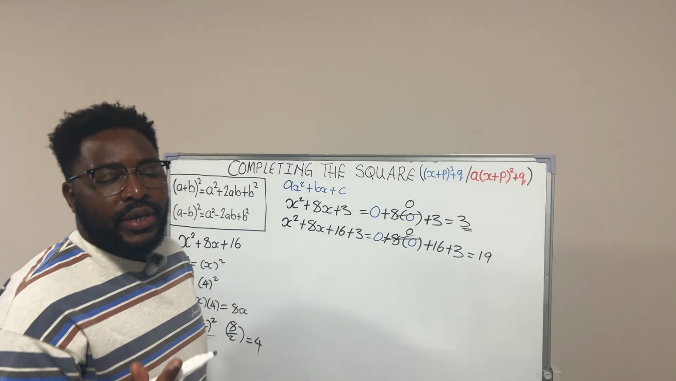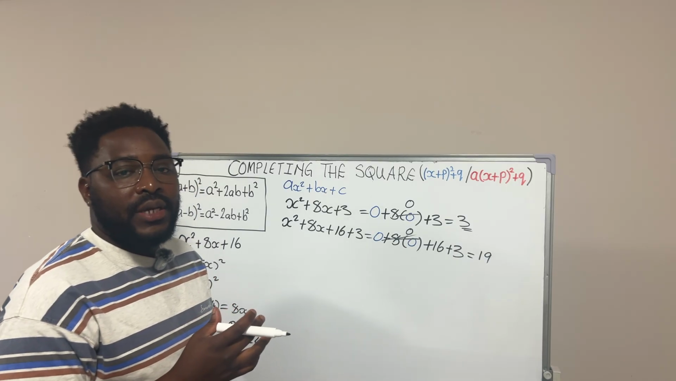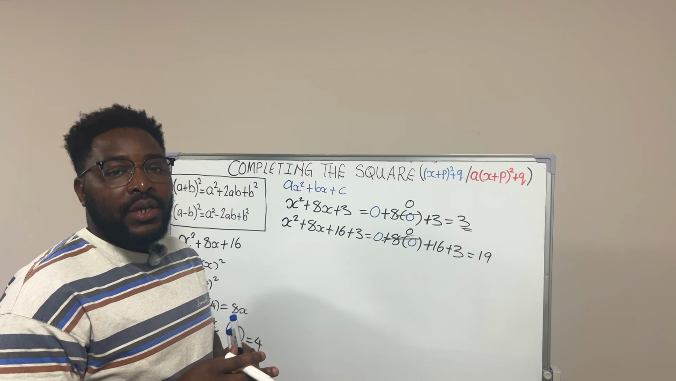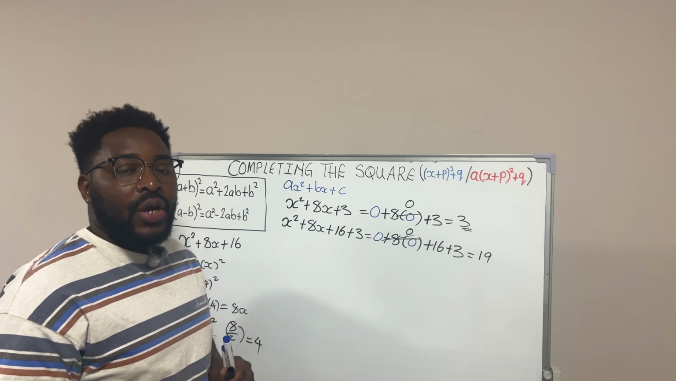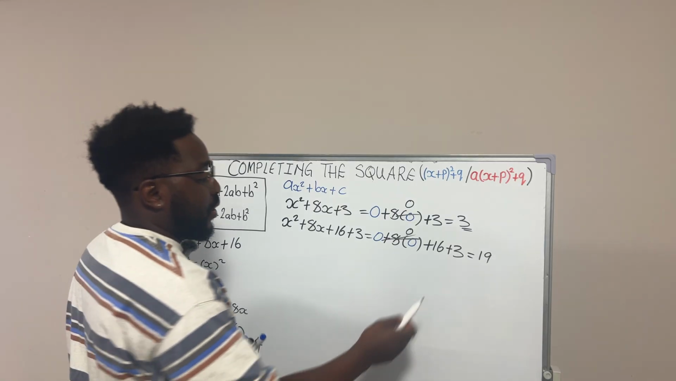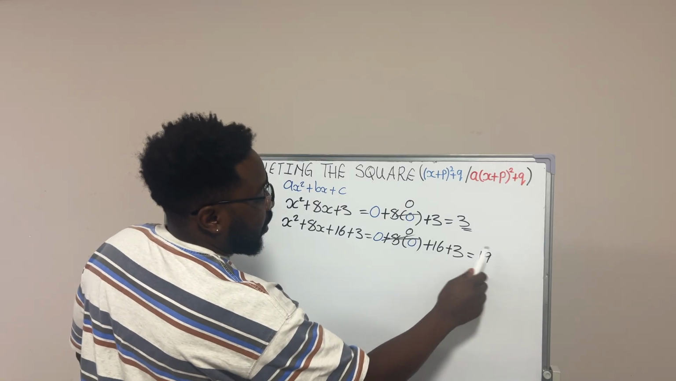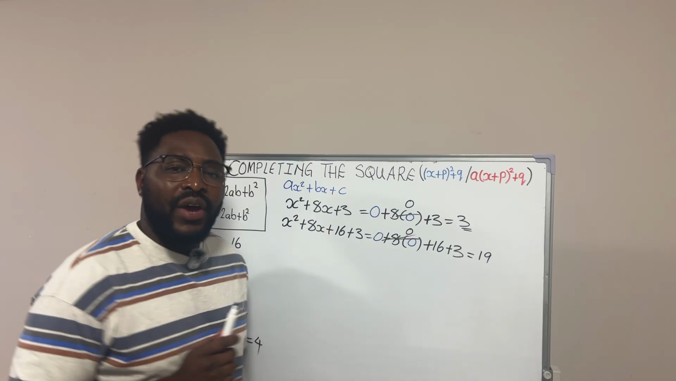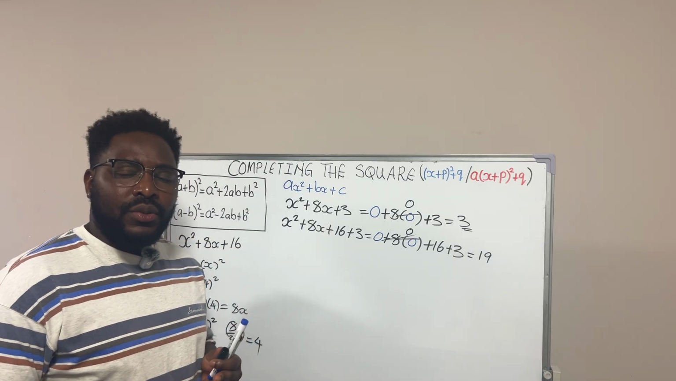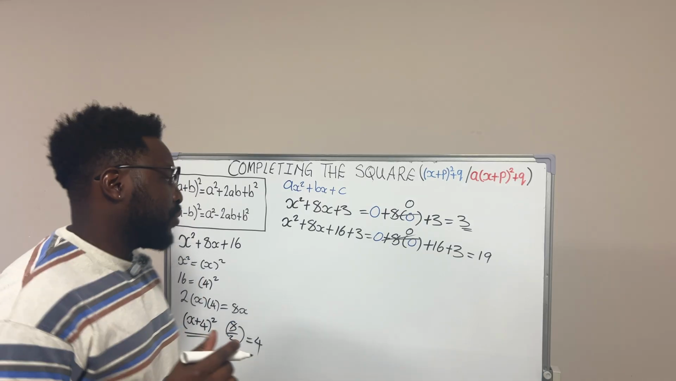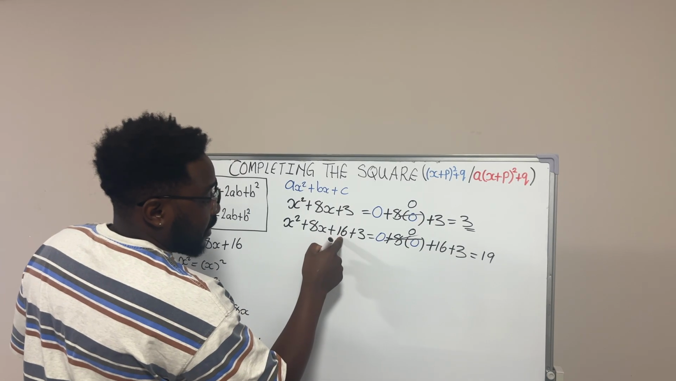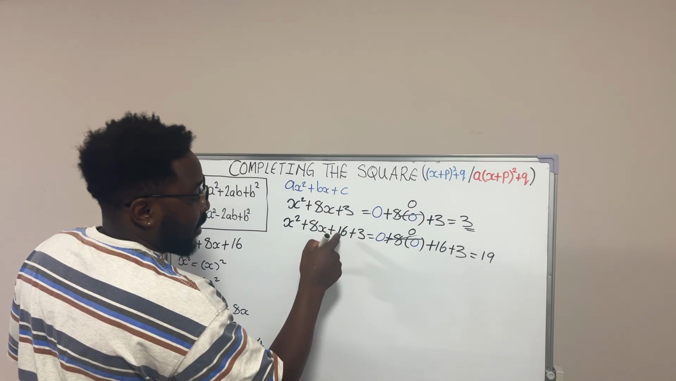And remember, I told you when we want to transform an ordinary quadratic expression into a perfect square trinomial, we have to make sure that we don't change the value of the expression. But here, the value of the expression has changed to 19, right? So then, what can we do? Okay, so how about we add this 16 and also subtract this 16?